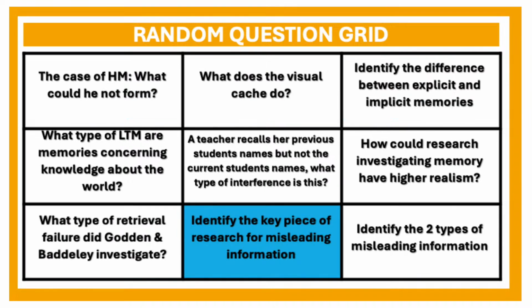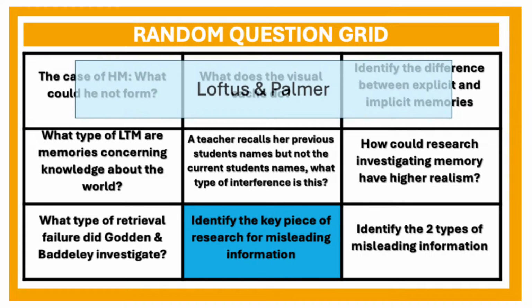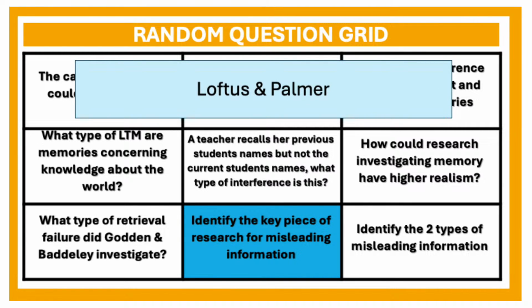Okay, let's look at the next question. Identify the key piece of research for misleading information. I expect everyone to get this. Remember, misleading can refer to post-event discussion or leading questions, okay? I think Daisy, you got in there first with Loftus and Palmer. We've got a lot of Loftus and Palmer coming through, which is really encouraging to see, guys. Really well done for identifying that correctly. Let's look at our last question.